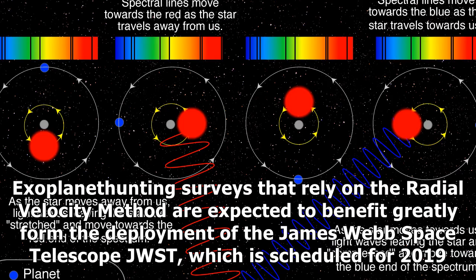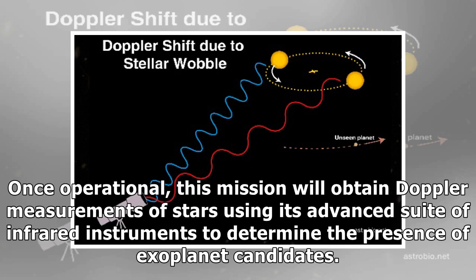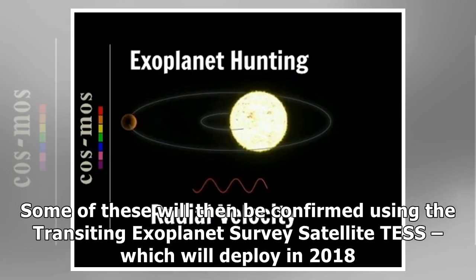Exoplanet hunting surveys that rely on the radial velocity method are expected to benefit greatly from the deployment of the James Webb Space Telescope, JWST, which is scheduled for 2019. Once operational, this mission will obtain Doppler measurements of stars using its advanced suite of infrared instruments to determine the presence of exoplanet candidates. Some of these will then be confirmed using the Transiting Exoplanet Survey Satellite, TESS, which will deploy in 2018.